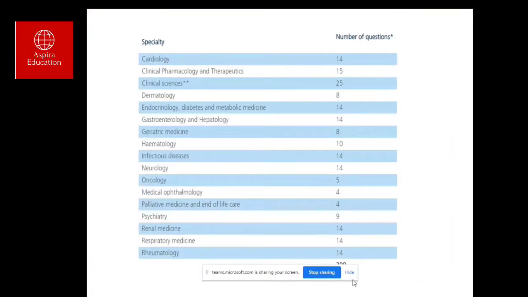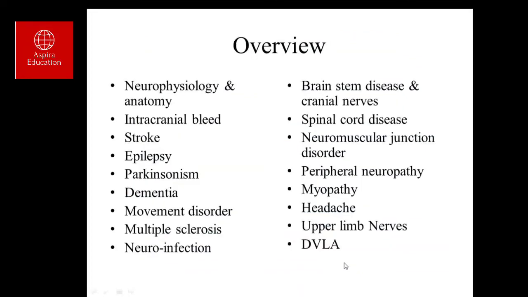We have about 14 questions out of 200 in the MRCP exam. So we'll be discussing neurology under the following headings. Initially, I'll discuss the clinical implication of neuroanatomy and a bit of neurophysiology, followed by disorders of the brain, including intracranial bleed, stroke, epilepsy, Parkinsonism, dementia, other movement disorders, multiple sclerosis, and some infection.